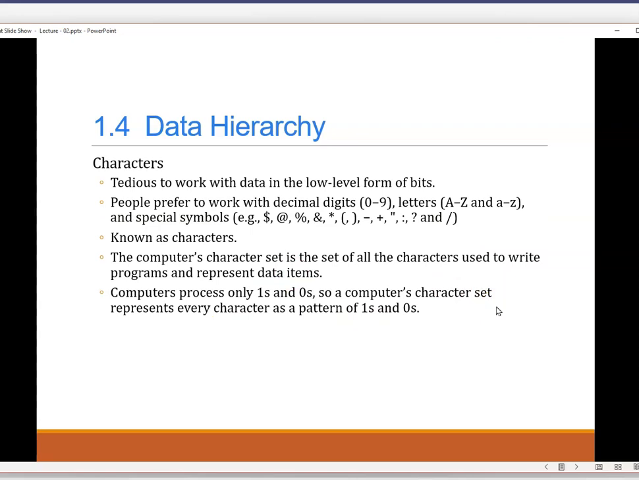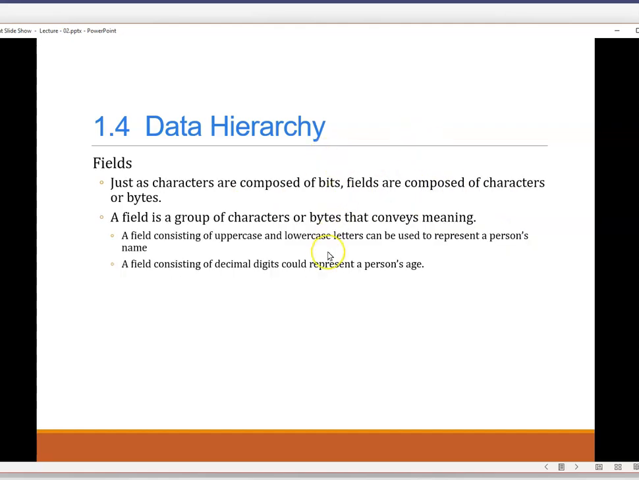Characters tend to be combinations of bits. It's really hard to work with bits. People prefer to work with decimal digits, symbols, etc. These are known as characters. The computer's character set is the set of all characters used to write programs and represent data. Computer character sets have to be ultimately represented by zeros and ones.